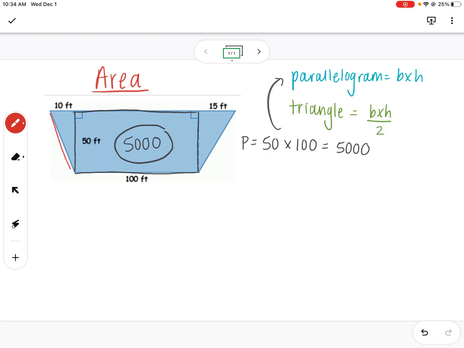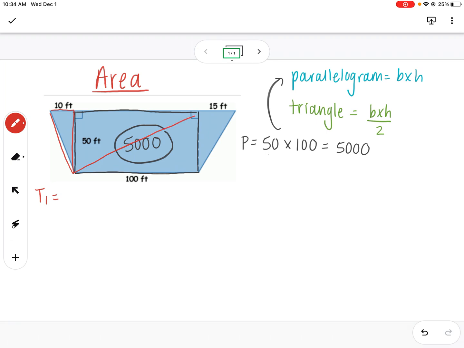So I'm going to make this triangle over here red. And same thing, we want to find the area of the triangle. Remember, area of triangle, I'm going to put T1 for triangle 1, is base times height, but then divided by 2, because there's two triangles in every parallelogram. If I split this in half, there would have been two triangles, right? That's why we divide by 2.